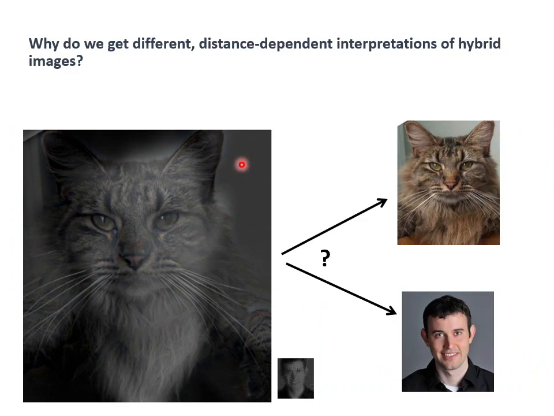Another example is where the high frequency details come from the cat, but the low frequency details come from the guy. So when you look at it at a short distance, or when the image is very large, you see the fur and the textures of the cat. But if you stand far away and see a very small image like this, then those high frequency details disappear, and you see the image of a guy.